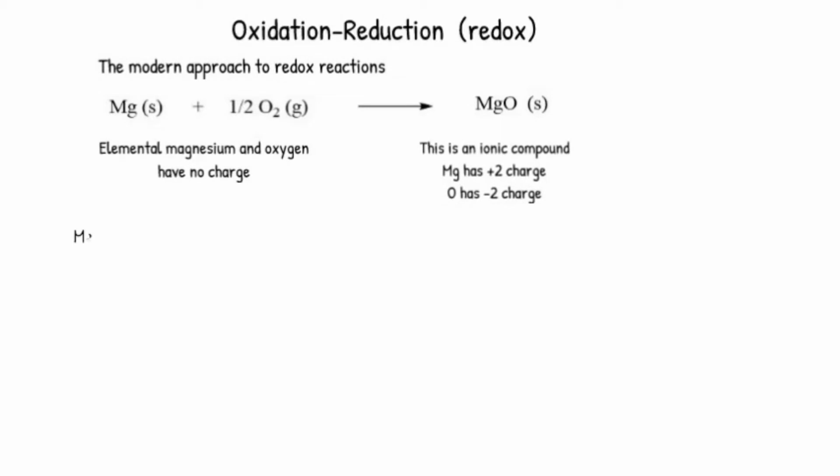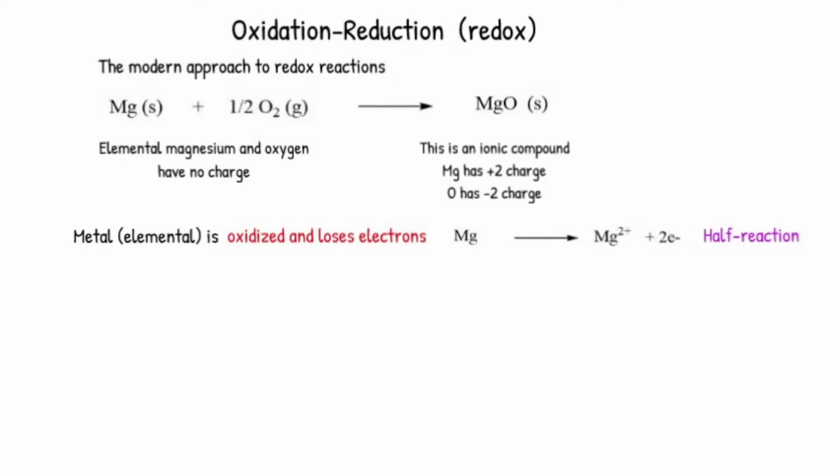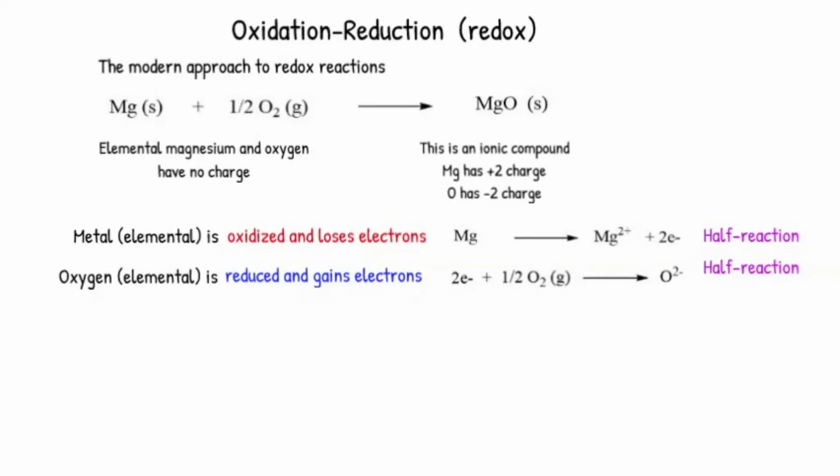To summarize, magnesium metal is elemental, is oxidized, and loses electrons. We can write this in an equation where magnesium goes to Mg2+ plus 2 electrons. This is called a half reaction. For oxygen, that's elemental, it is reduced and it gains electrons. So 2 electrons plus 1/2 O2 gives O2-.